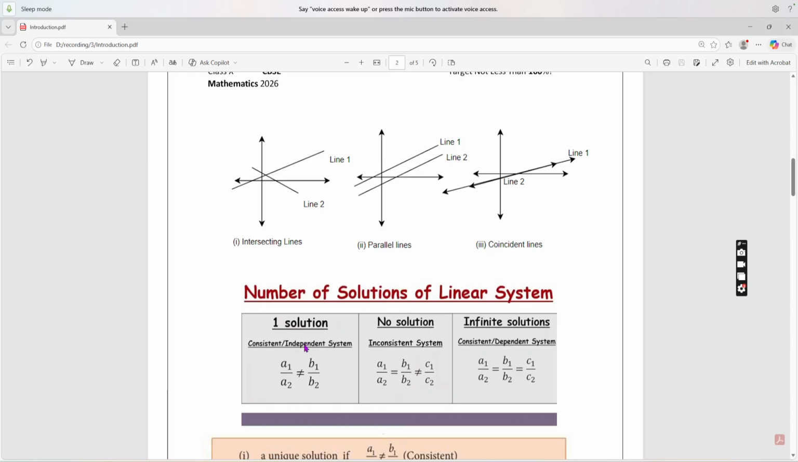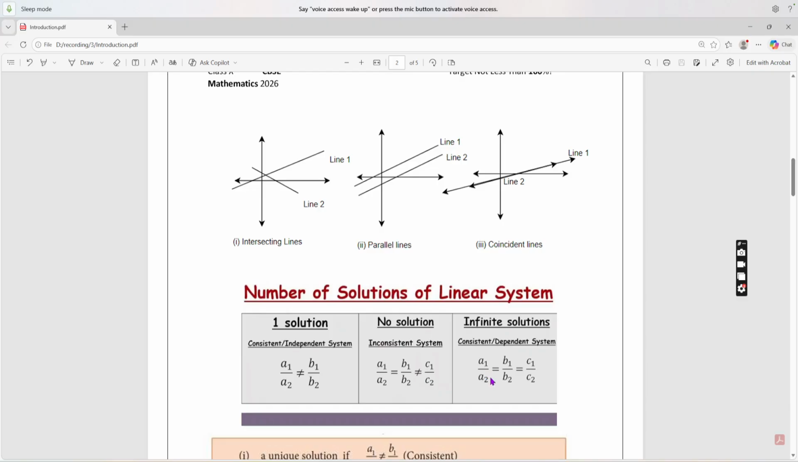In another way also we can see: if a1 upon a2 is not equal to b1 upon b2, then we get one solution, or unique solution, or exactly one solution, and the system would be independent or consistent. If a1 upon a2 is equal to b1 upon b2 is not equal to c1 upon c2, then the system would give us no solution, or we can say that the system is inconsistent in nature.